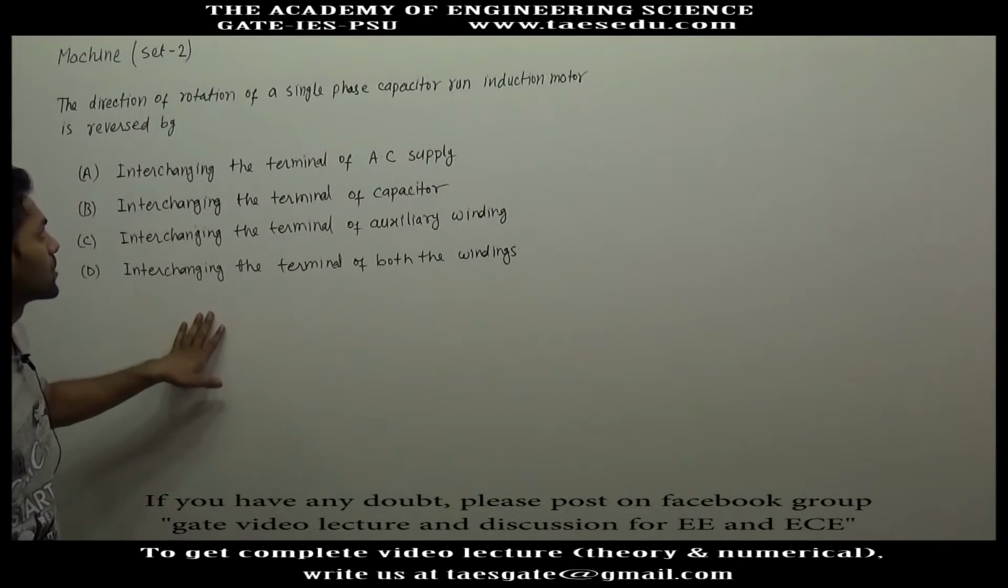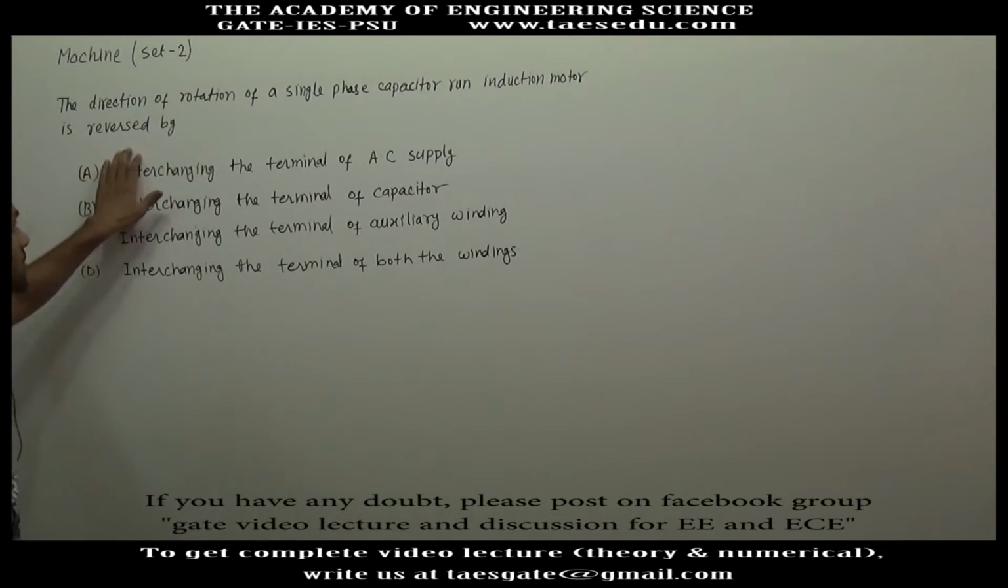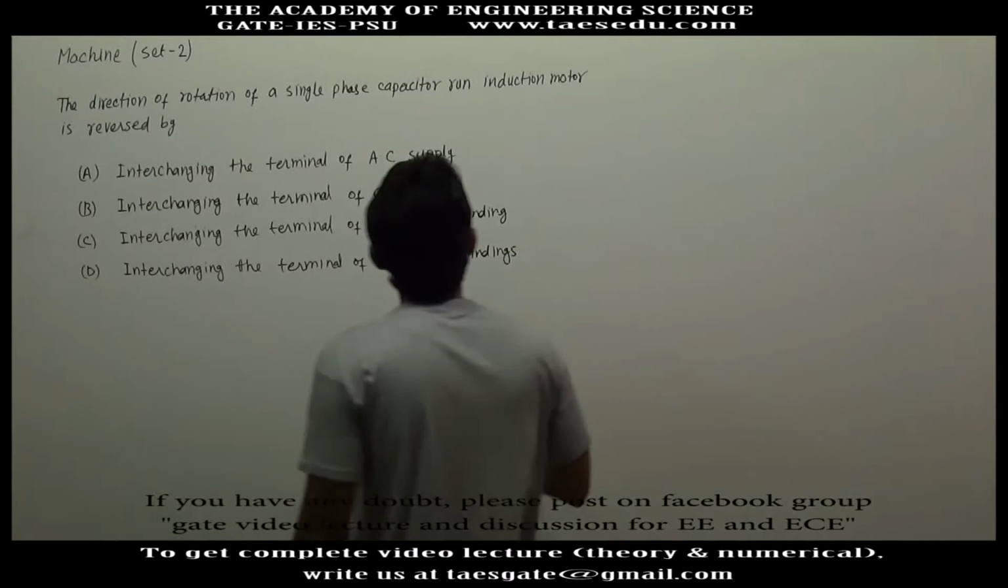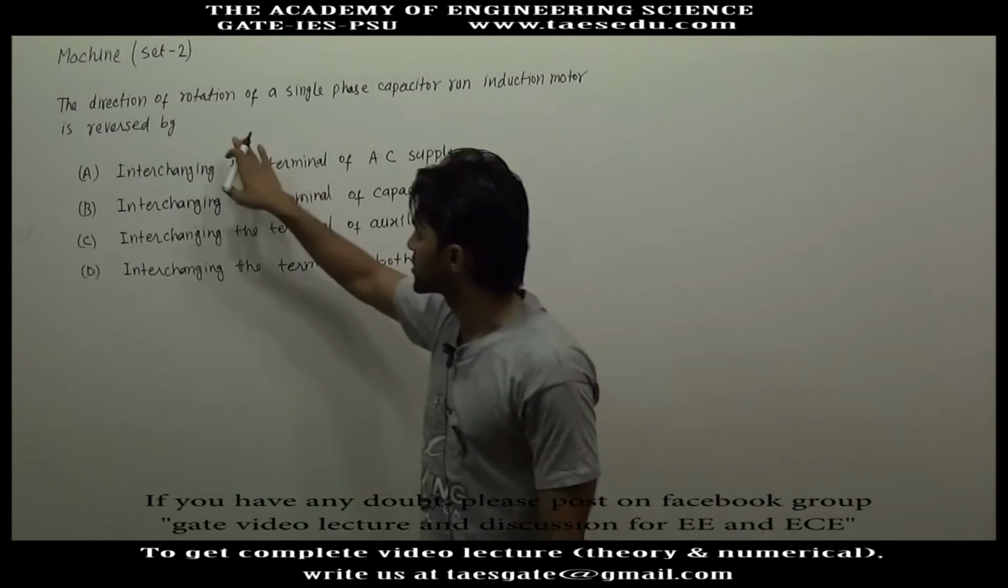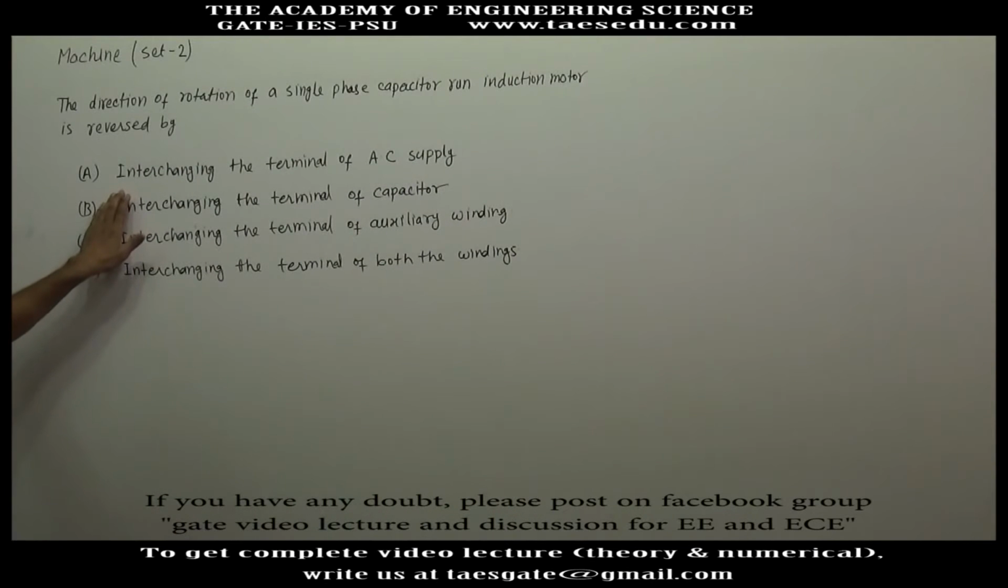The direction of rotation of a single phase capacitor induction motor is reversed by, there are 4 options given to reverse the direction of rotation of the capacitor induction motor. The first option says interchanging the terminal of AC supply.